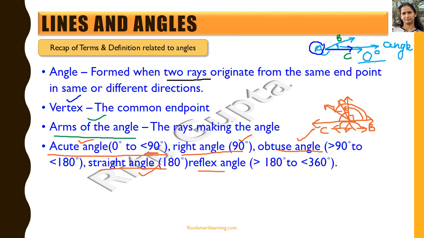And then a reflex angle is if we have this ray AB, and we have an angle more than 180 degrees and less than 360 degrees, say for example we have this AC which makes an angle more than 180 degrees, this is called a reflex angle. So we have acute angle, right angle, obtuse angle, straight angle, and reflex angle depending upon the value of the angle formed between the two rays.